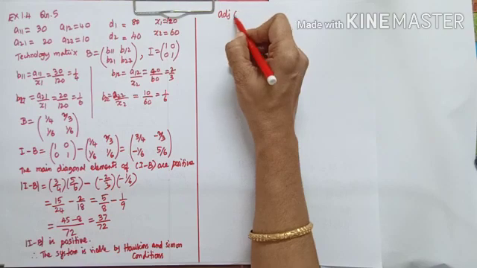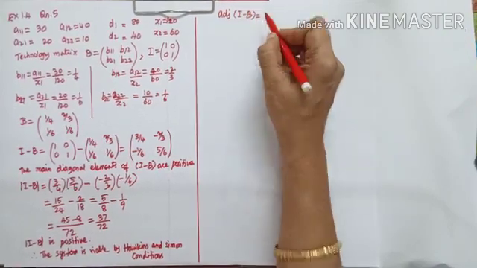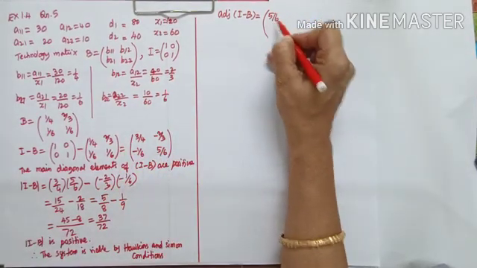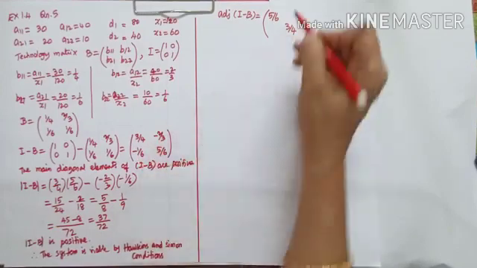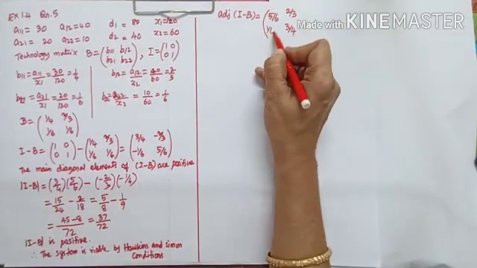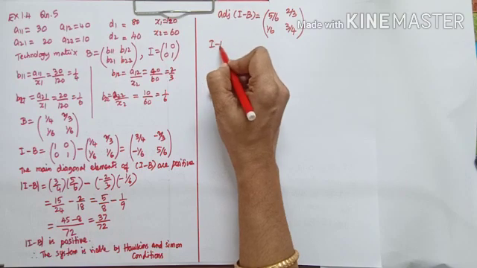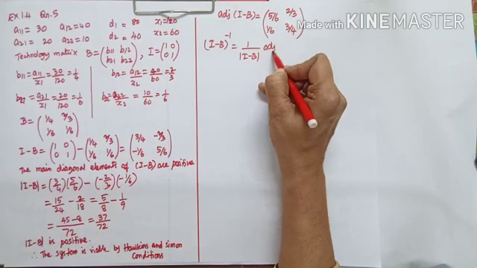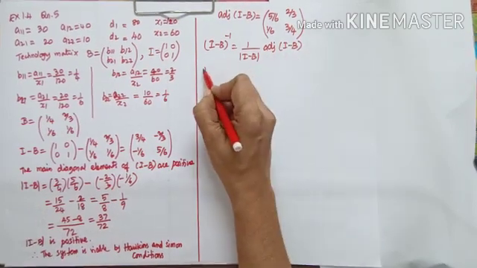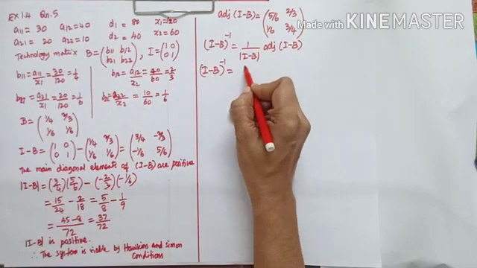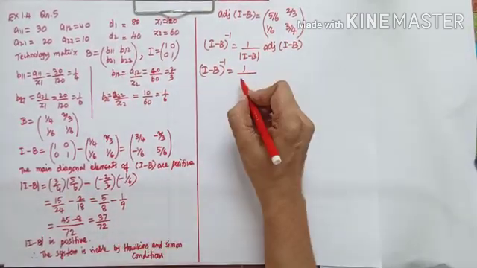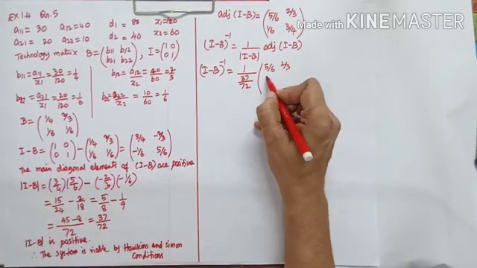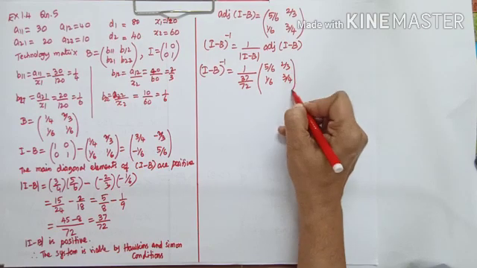The very first step, adjoint of I minus B. How to write the adjoint? For I minus B, interchange 5 by 6, 3 by 4. Change the symbol 2 by 3, 1 by 6. The next step, I minus B, the whole inverse: 1 by determinant of I minus B into adjoint of I minus B. That is, I minus B, the whole inverse is equal to 1 by 37 by 72 into 5 by 6, 2 by 3, 1 by 6, 3 by 4.